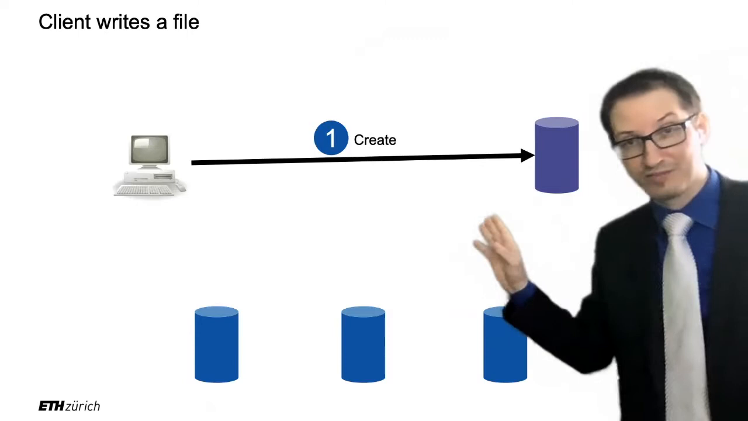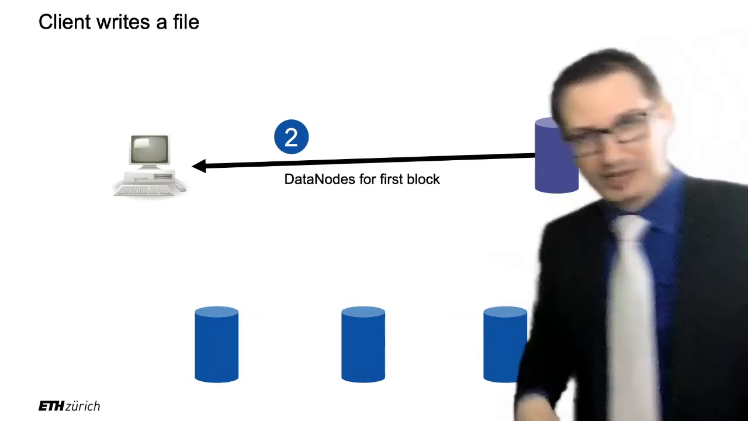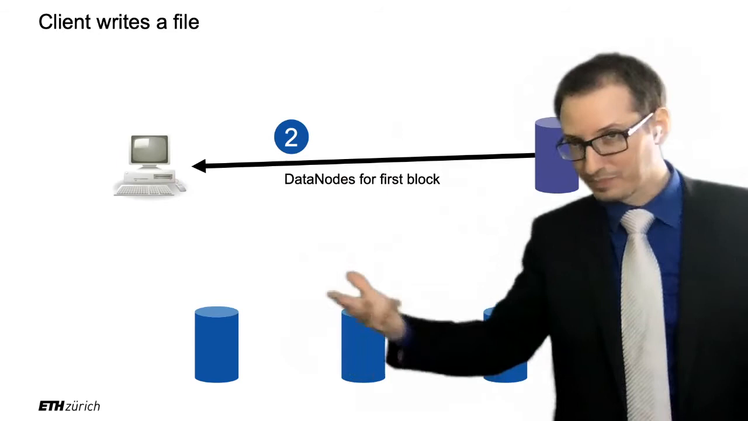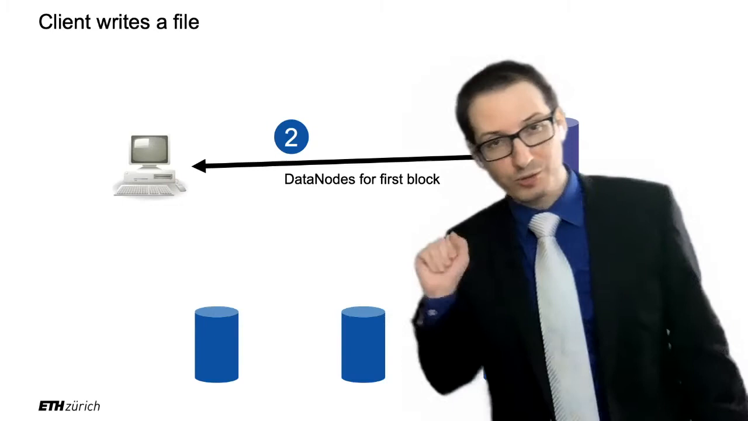And the name node says, okay, yes, that's fine. You can create that file. It doesn't exist yet and so on. So you can now write your first block, first 128 megabytes. And here are the three data nodes, it can be three, of course, it's configurable, to which you should send your blocks. So now the client has three data nodes that it should send the blocks to.